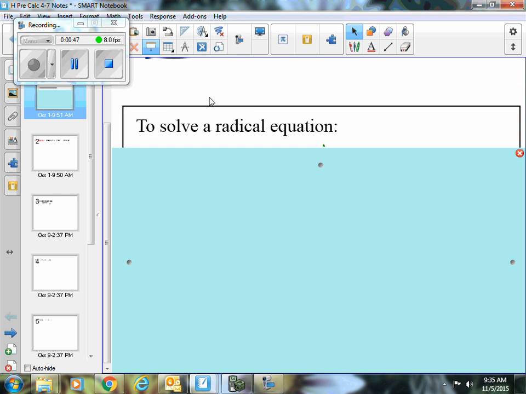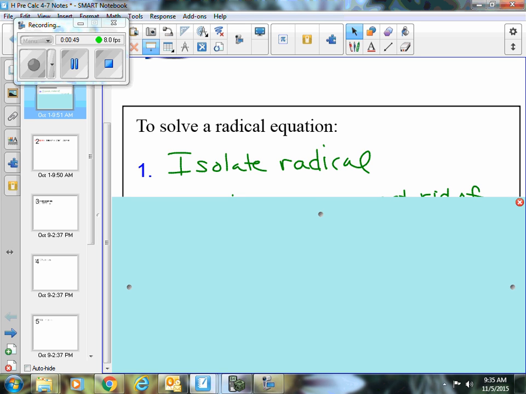To solve a radical equation, the first thing we always want to do is get the radical by itself, isolate it. If you have a radical in your equation that has a variable underneath it, those are the kinds of radicals we're looking for. The ones that just have numbers are fine, that's just a number. But with variables underneath, we get that radical by itself.